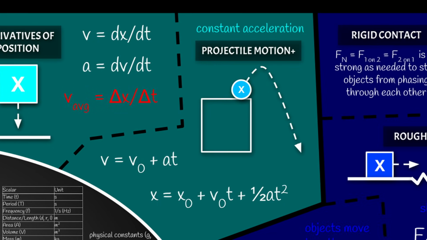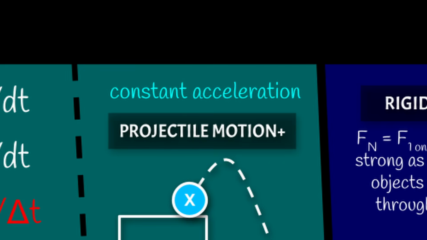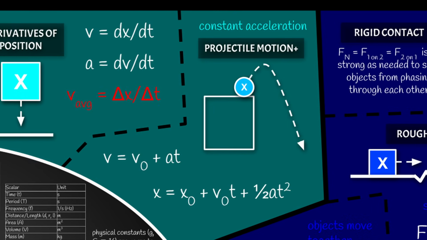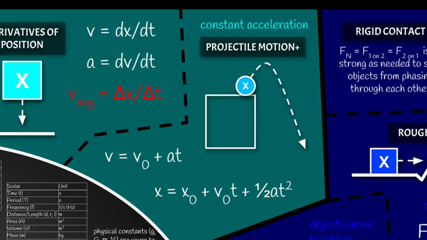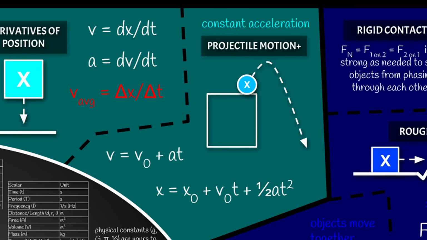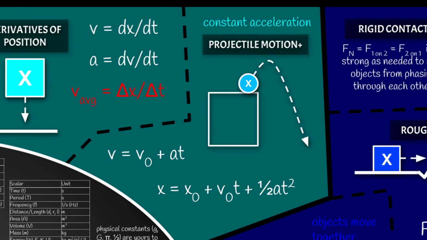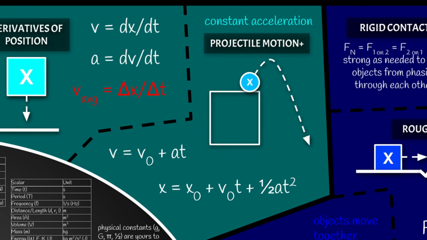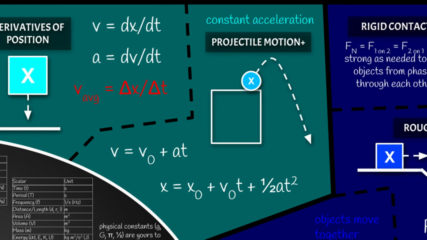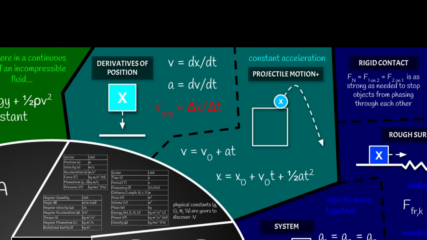To our right here we have projectile motion, which I've labeled with a plus because it's not just projectile motion. Anything with constant acceleration follows the bottom two equations just fine. Projectile motion is just the most common form of it. It happens when your object is touching nothing but air and is near Earth's surface. And that's all of kinematics.